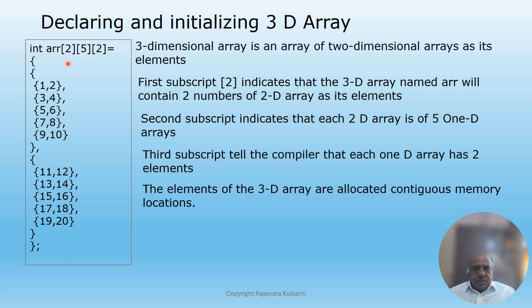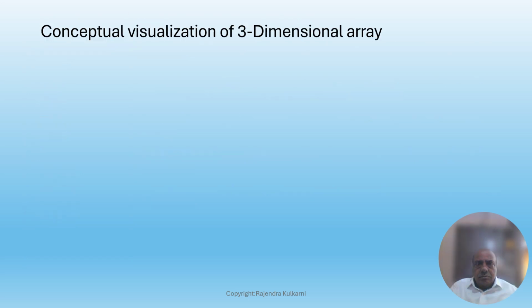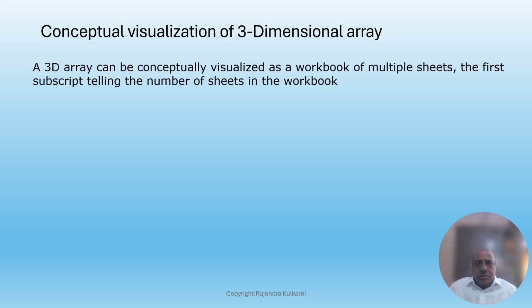All the elements of the 3D array are allocated contiguous memory locations. Conceptually, we can visualize a 3-dimensional array as a workbook. Let me explain it in detail here. A workbook of multiple sheets. The first subscript tells the number of sheets in the workbook. Friends, this is only a conceptual visualization.